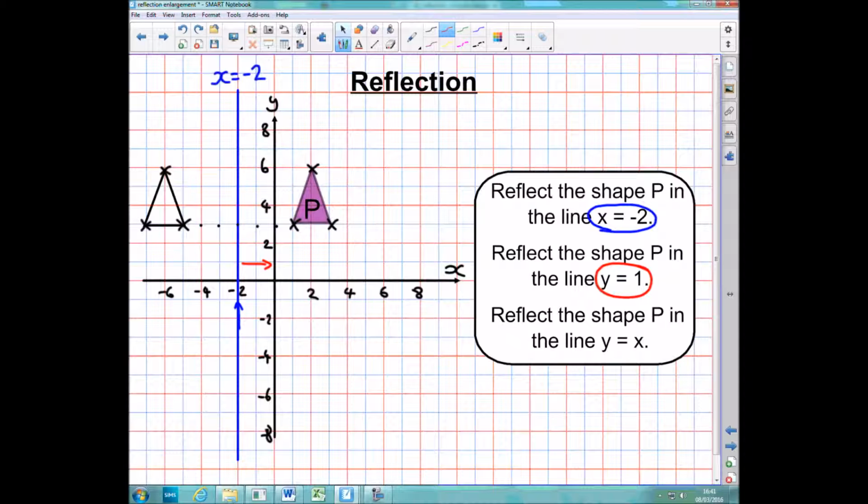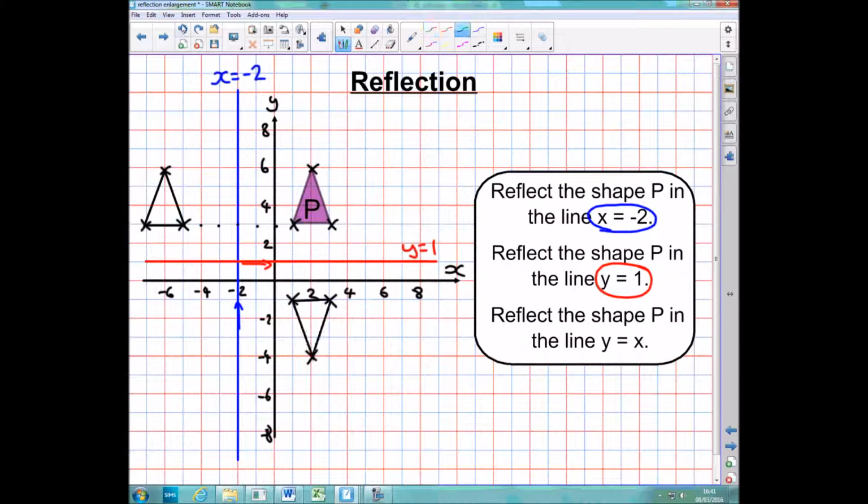Again, I've got a choice. It can either be a sideways line or an up and down line. But as you can see here, an up and down line wouldn't make sense because that would be the y-axis. So I'm going to draw a sideways line through this point 1, and this is going to be the line y equals 1. Again, I'm going to count to my line, count away from my line, and I'll end up with points here, here, and finally a point down here. Joining those up with a straight line, I end up with my reflected shape in the line y equals 1.